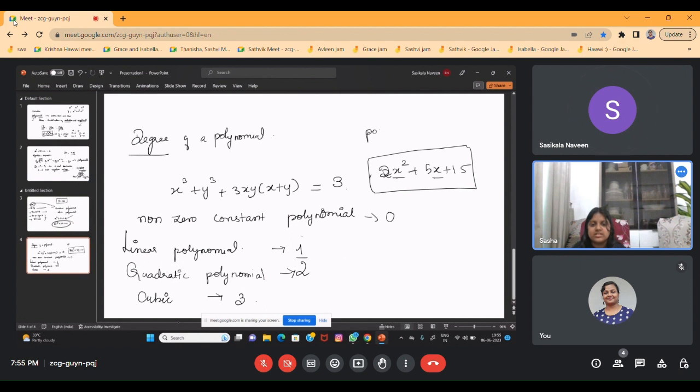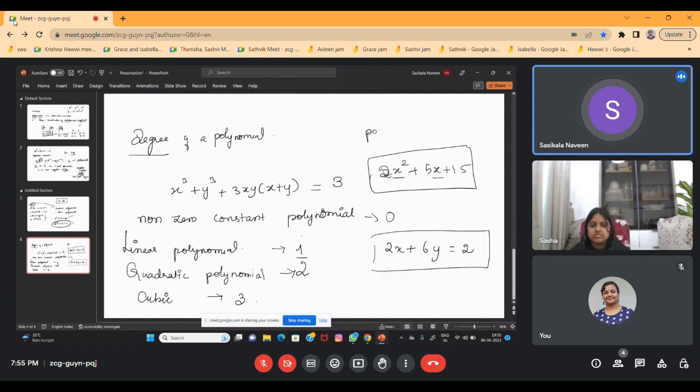One more example I will give you, then you can understand. 2x plus 6y equal to 2. What about this? Two variables, no? So this will not come under this category, polynomials in one variable.